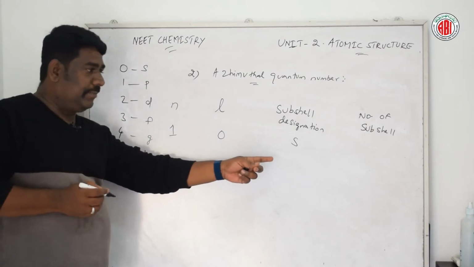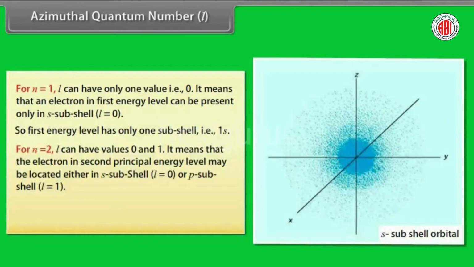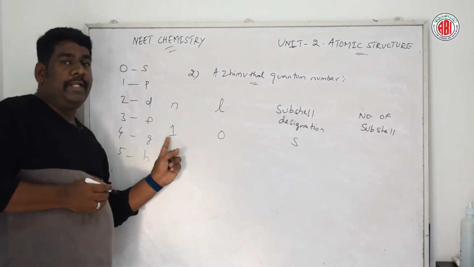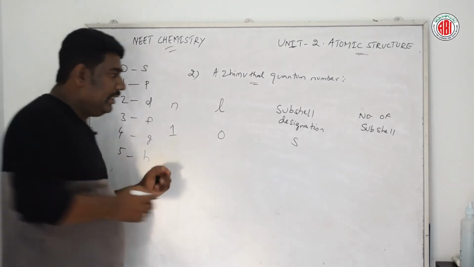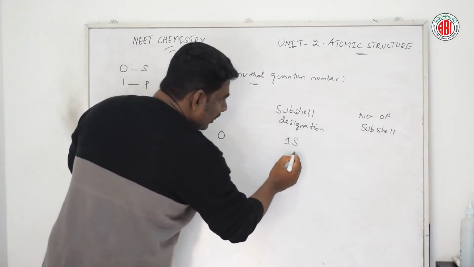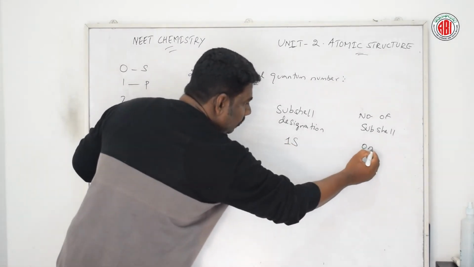So the designation for 0 is the s orbital. How many subshells are present here? 1s, and the principal quantum number is 1. That is the reason we are writing 1s. For 1s, the number of subshells present is 1.